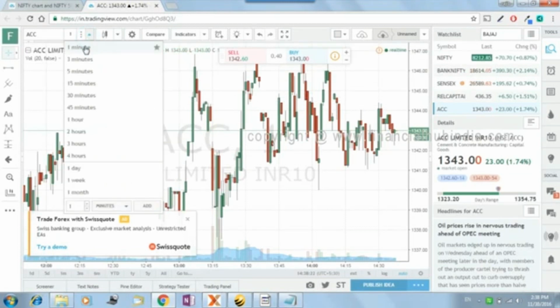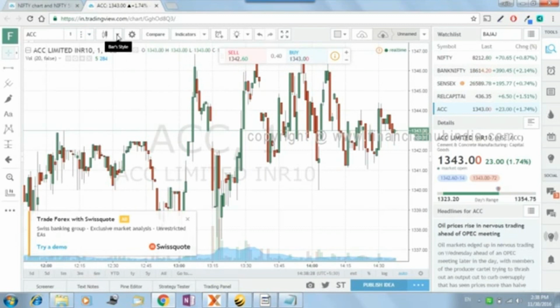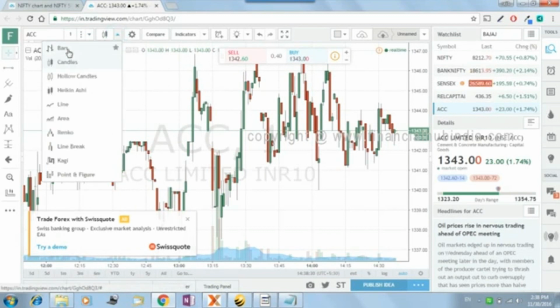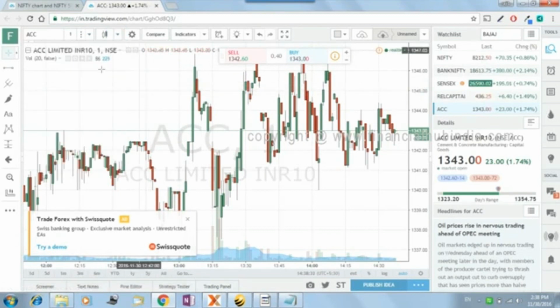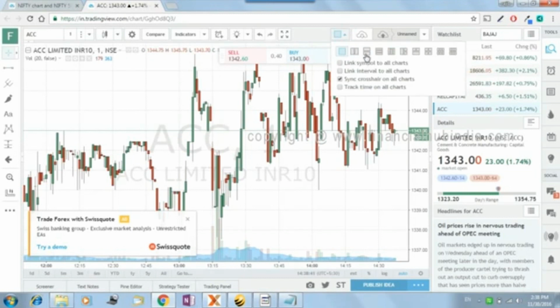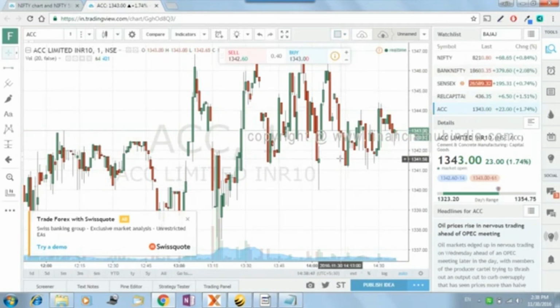Like here, if you click, you can see the different time frames: 1 minute, 3 minute, 5 minute, 15 minute charts. And here you can see the candlestick chart, the bar chart, the line chart and all. Then you have some alert creation around here. You can select the layouts. If you want two screens at a time to be seen here, then you can click this one.